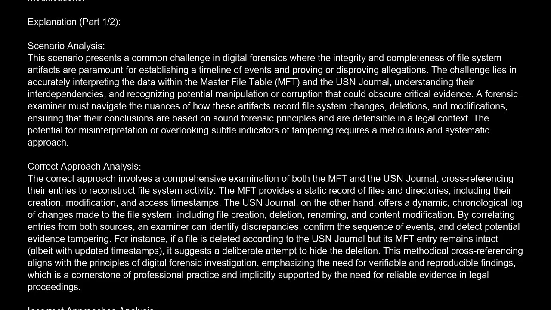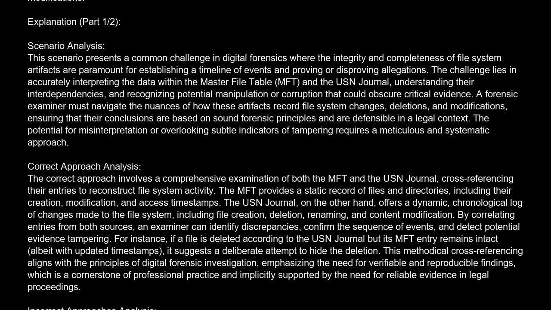The correct answer is C. A comprehensive analysis that cross-references entries between the MFT and the USN journal, looking for discrepancies and corroborating timestamps to reconstruct the sequence of file operations, including deletions and modifications.